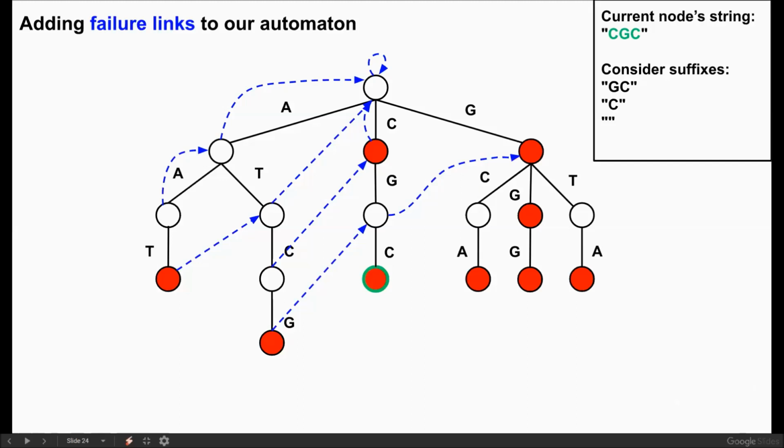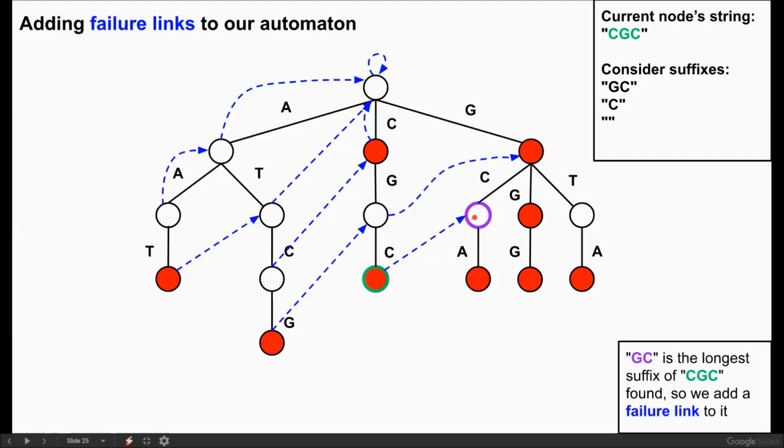Next, let's look at CGC, right? So this node represents CGC. We're going to consider GC, and then C, and then the empty string. So first, let's start with GC. So we start at the root node. Is G a child of the root? Yep. So we follow it. Now we're here, and we ask, is C a child of this node? And yes, it is. So we've found this node, which represents the longest suffix of CGC. So we draw a failure link from it to GC.